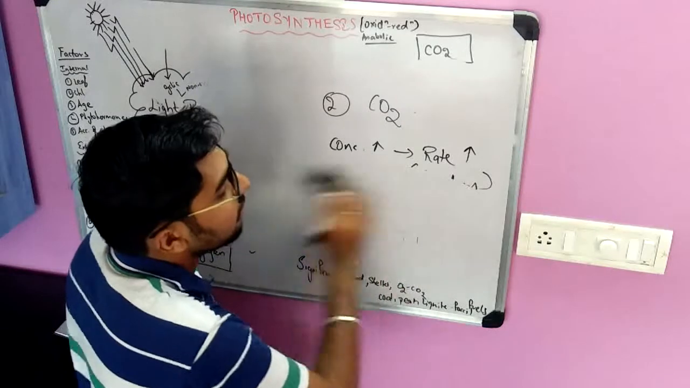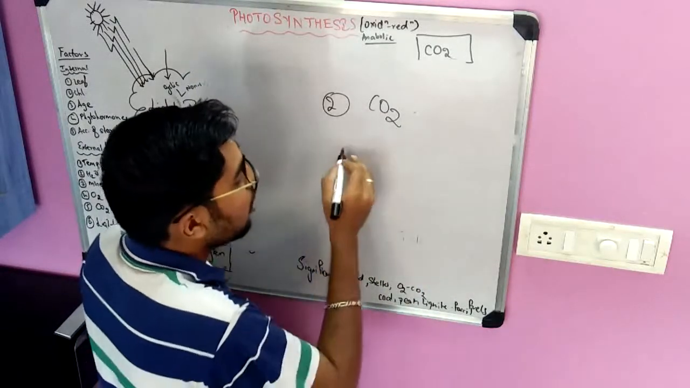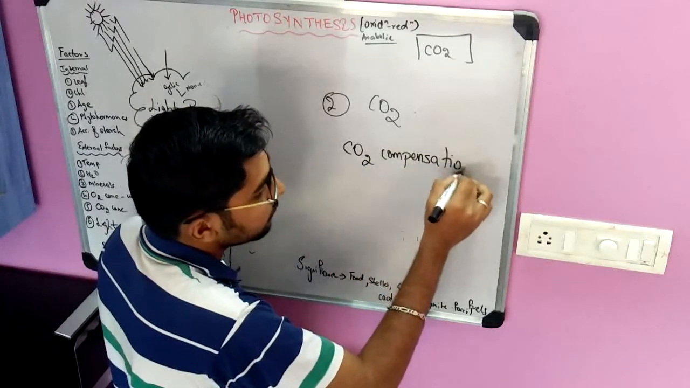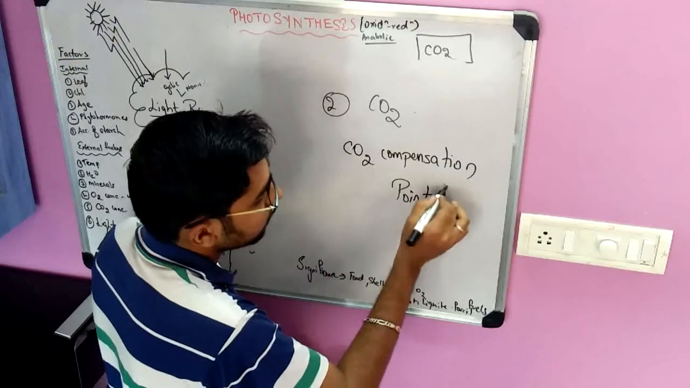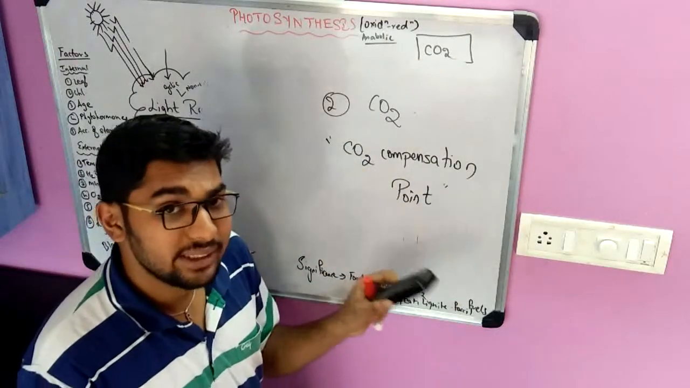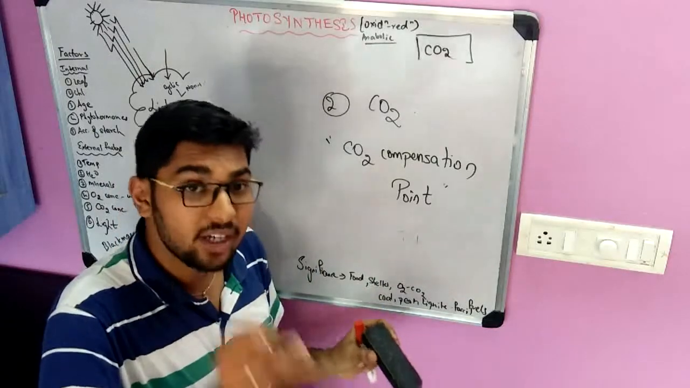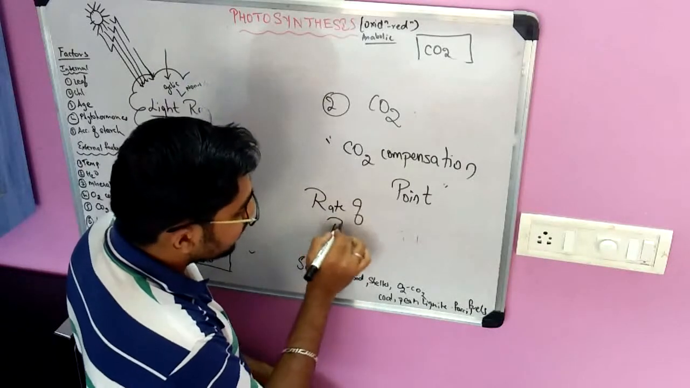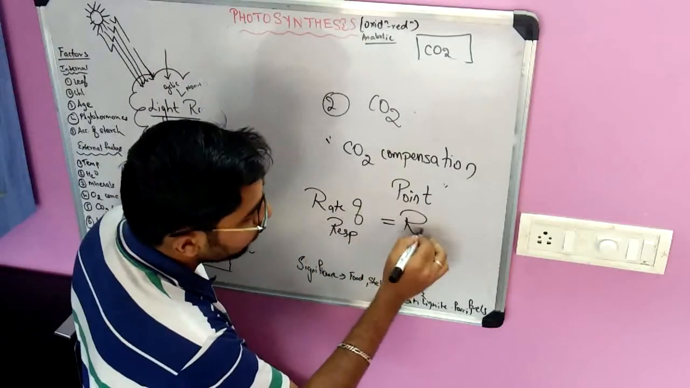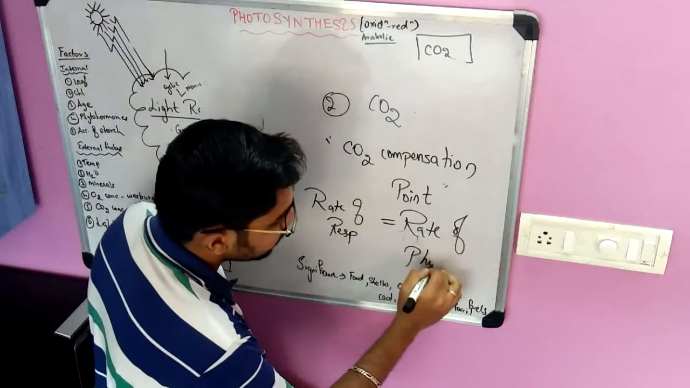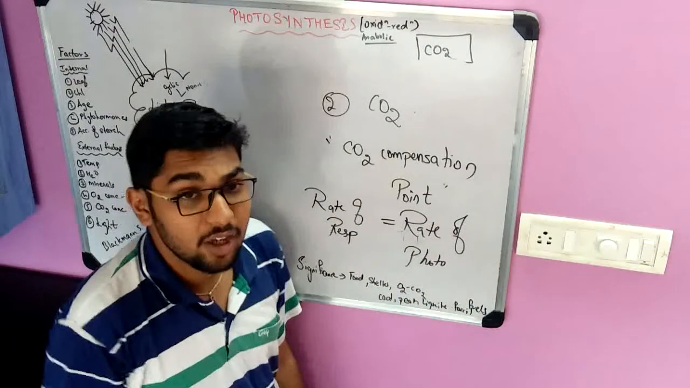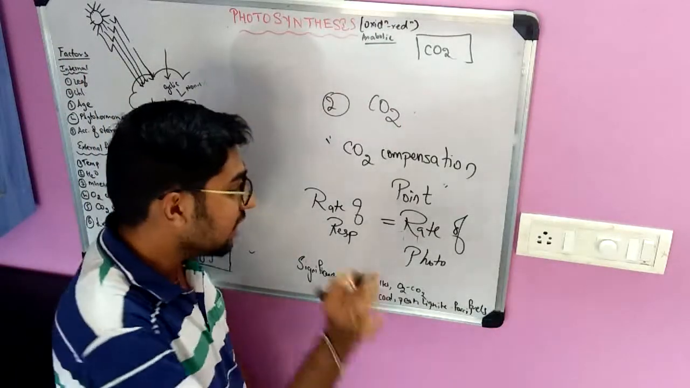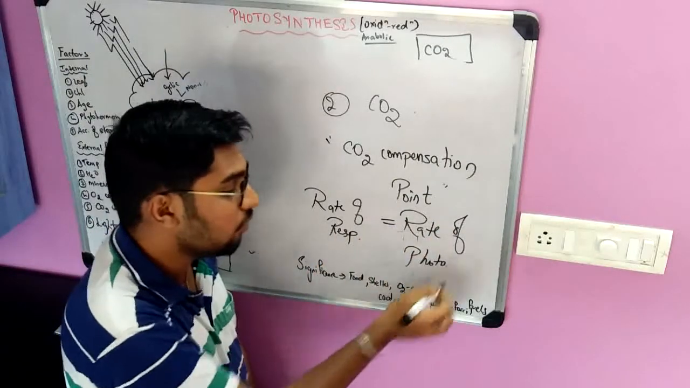And there is a very important thing in regard to carbon dioxide concentration called the carbon dioxide compensation point. So what is this carbon dioxide compensation point? It is that concentration of carbon dioxide where the rate of respiration is equal to the rate of photosynthesis. So I'll repeat. What is the carbon dioxide compensation point? It is that concentration of atmospheric carbon dioxide where the rate of respiration is equal to the rate of photosynthesis.